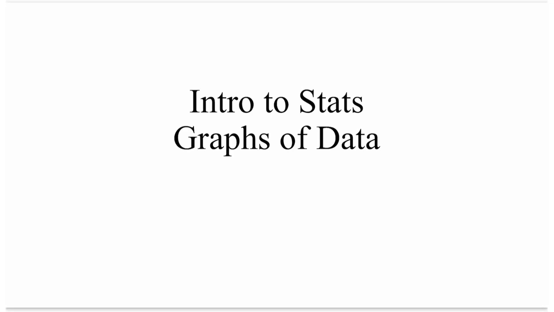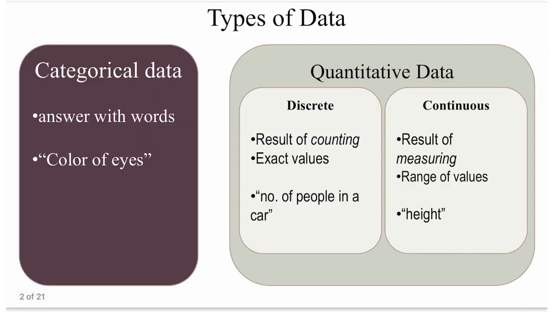All right, let's talk about graphs of data. First, different types of data. Data can be classified as either categorical or quantitative. Categorical data means that you would answer with words, like color of eyes or the favorite type of cereal. Quantitative data means you're going to answer with a number.